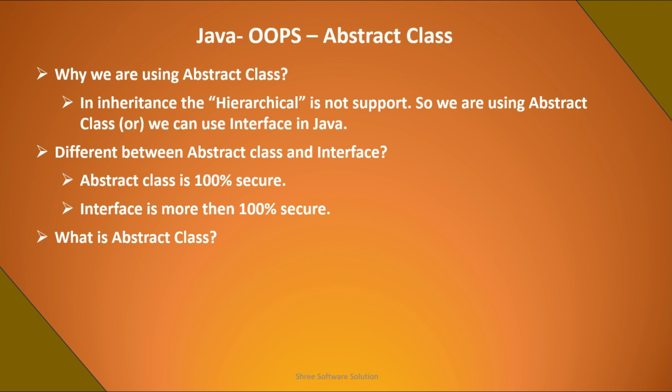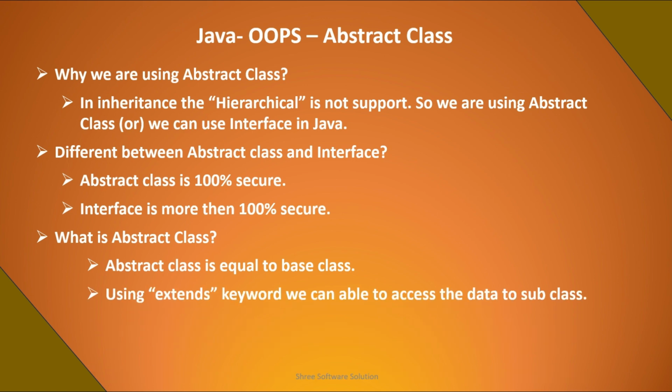What is abstract class? Abstract class is equal to base class. Using the extends keyword, we can access the data in the subclass. Using the abstract keyword, we need to create the abstract class. The main purpose of abstract class is to increase the encapsulation power.